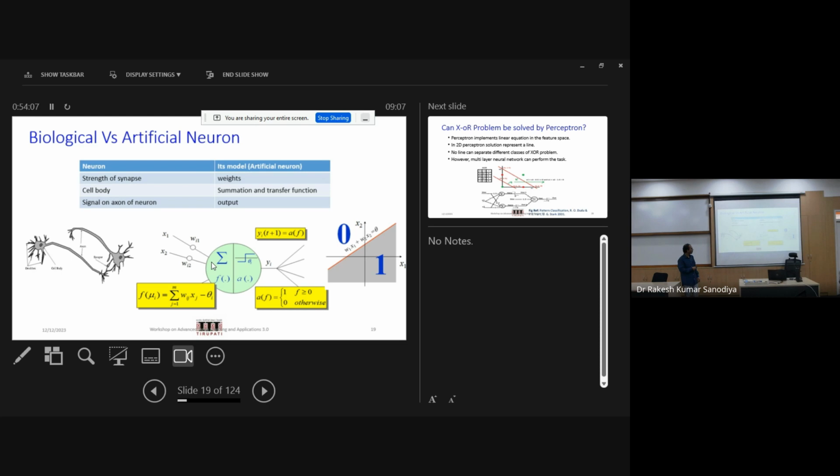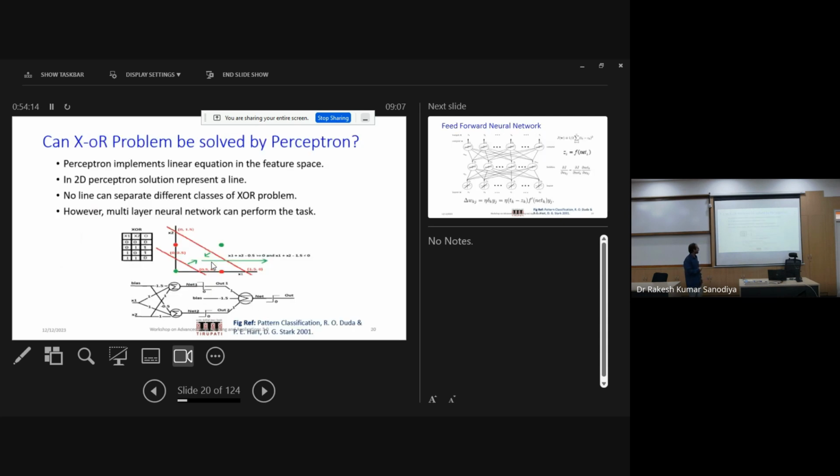So how do we do learning? What is the very well-known method for learning? Backpropagation. It is essentially gradient descent. We apply gradient descent to update the weight elements. Now, what is the limitation of a single neuron?